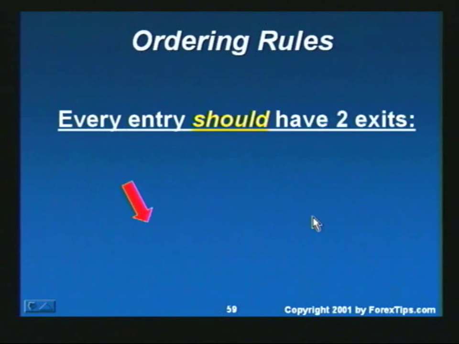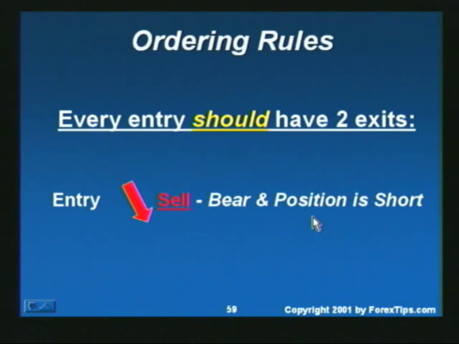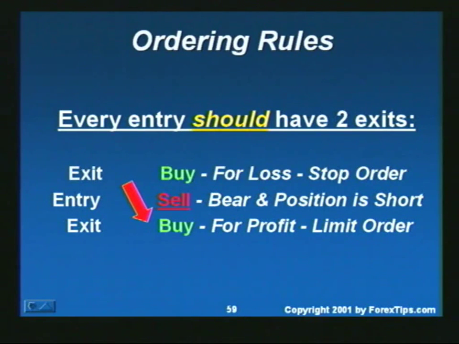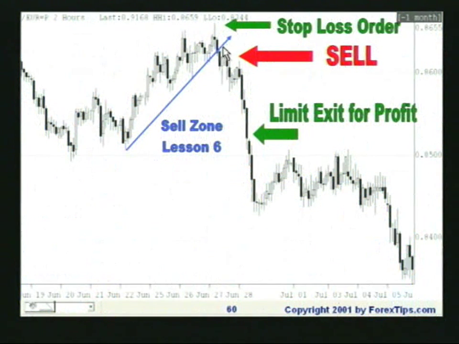Ordering rules for selling. Every entry should have 2 exits. If you are selling or shorting the market, your position is short, you are a bear. Remember, you will need to buy low and sell high. You will buy low. That will be your limit order. Your protective stop loss order will also be a buy, and that is called a stop order. Once again, the opposite takes place.